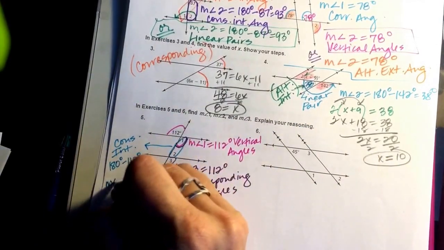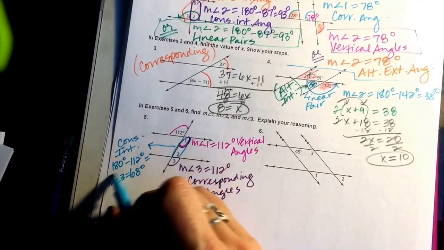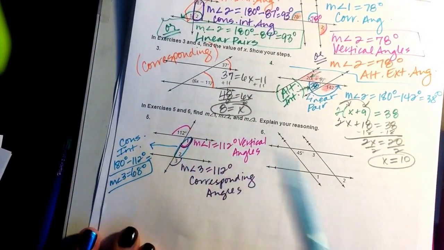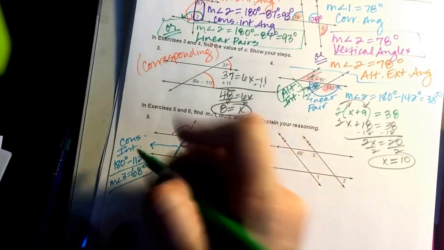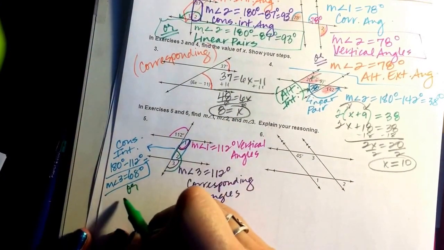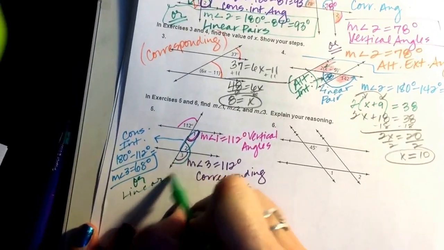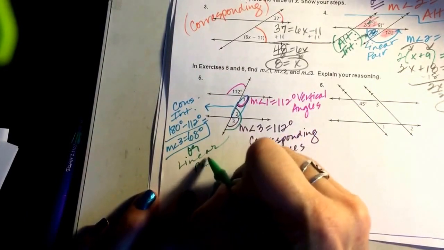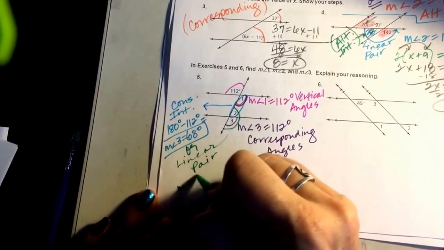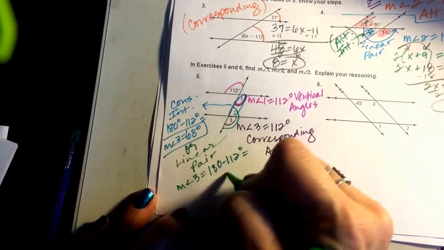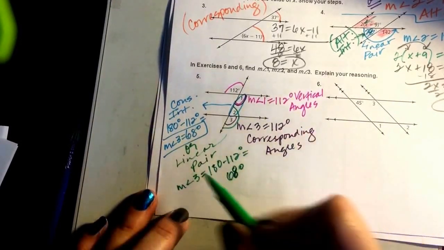So, oopsie, I forgot my measure of angle 3 equals 68. I would have gotten the same thing if I had done that linear pair idea. So this consecutive interiors would go here, or I could talk about how 2 and 3 are a linear pair, and the measure of angle 3 would still be 180 minus 112, because I know angle 2 is 112. There's my 68 again. So either of those would work.